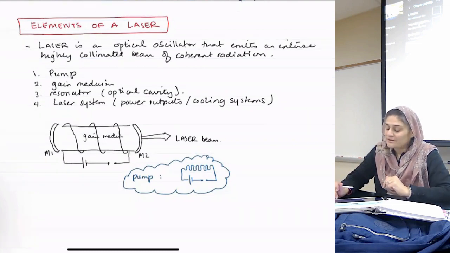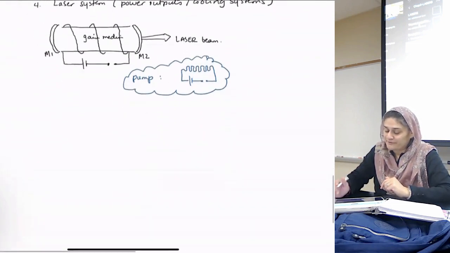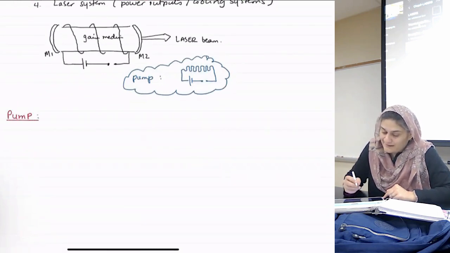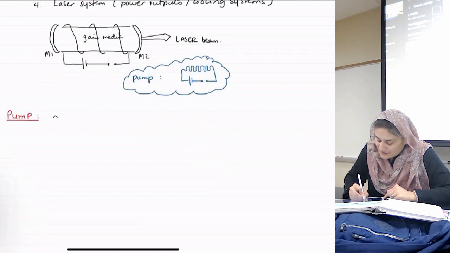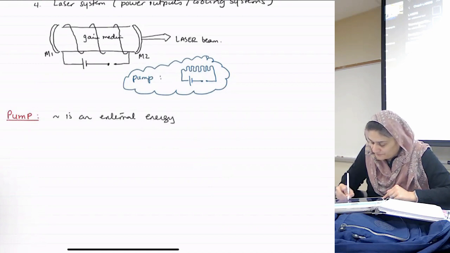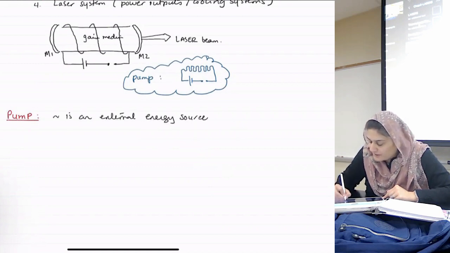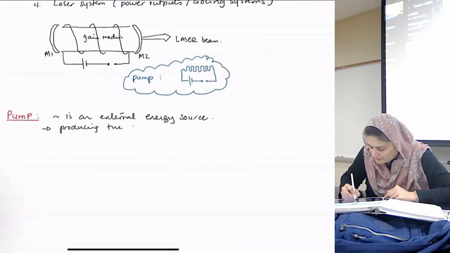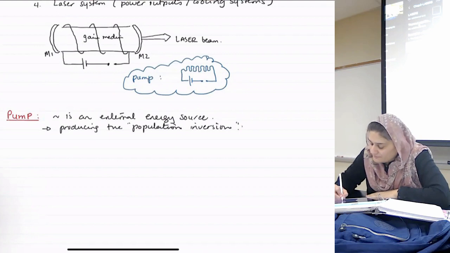Okay, so now let's look at them briefly. So what is a pump? A pump is an external energy source. And what is it responsible for? For producing the population inversion in the gain medium.